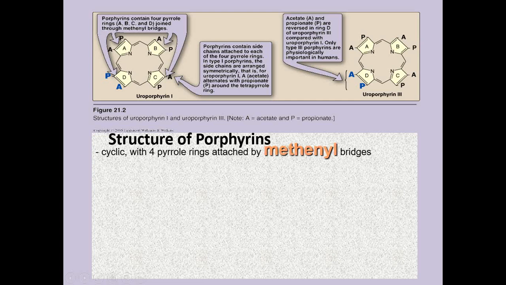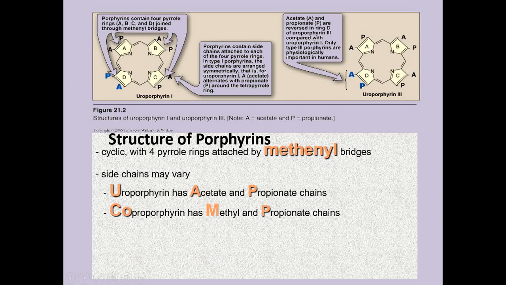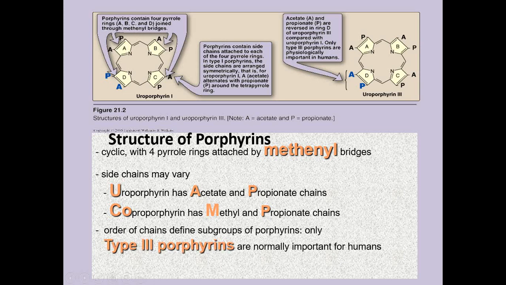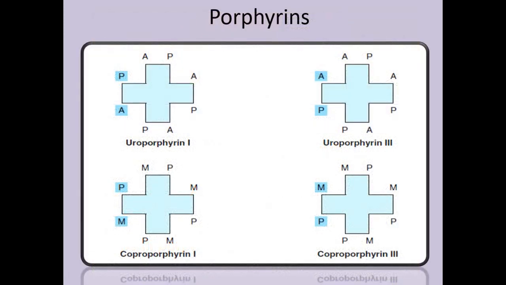So porphyrins are basically cyclic compounds with four pyrrole rings attached by methenyl bridges. These side chains may vary. In uroporphyrin, we have acetate and propionate chains, but in coproporphyrin, we have methyl and propionate chains. The order of the chains defines the subgroup of porphyrins only. Type 3 porphyrins are physiologically important for the human body.